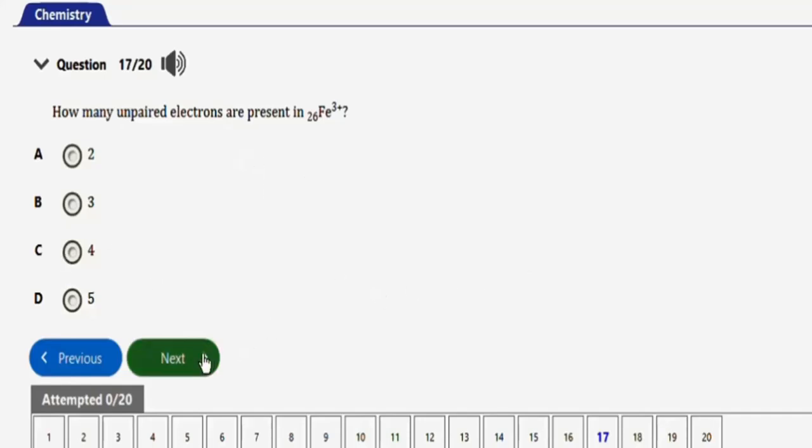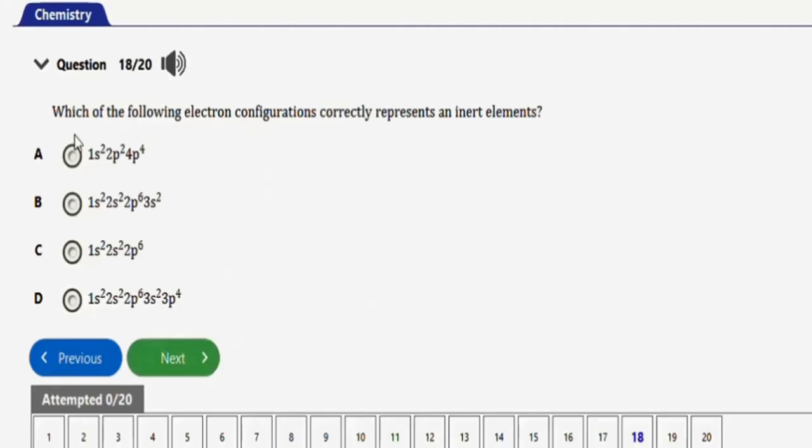Next question with this one, it says which of the following electron configurations correctly represents an inert element? Alright, so it will be option C, 2, 8, which is neon. Okay, so the next question will be this one. It says which of the following is a configuration of the sodium ion if the atom is represented as the sodium atom? Alright, this is neutral.